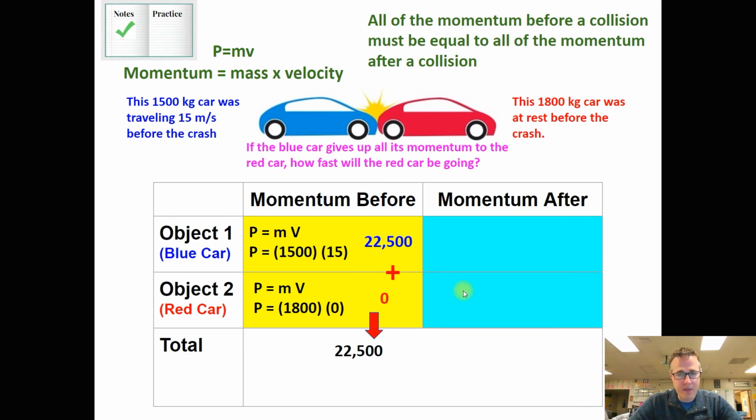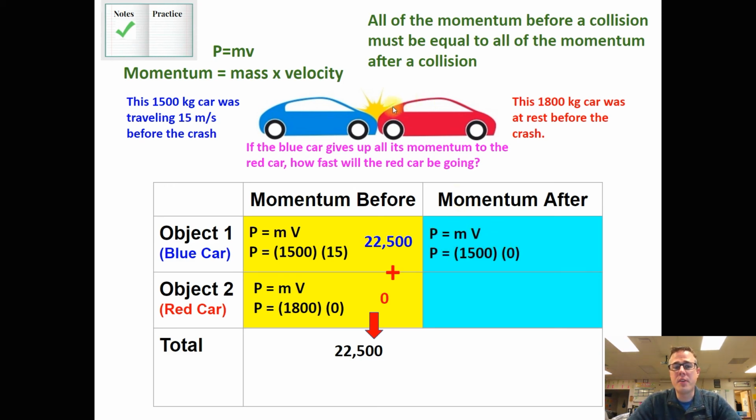Now let's go over to the after side. So in 8th grade physics, we're going to assume that no objects are going to change their mass. So even though in real life, when cars crash into each other, pieces break off and go flying and the masses change, we're going to ignore that for 8th grade and keep things simple. So if the mass before was 1,500, the mass after is going to be 1,500 also. So to find the momentum after, we do mass times velocity.